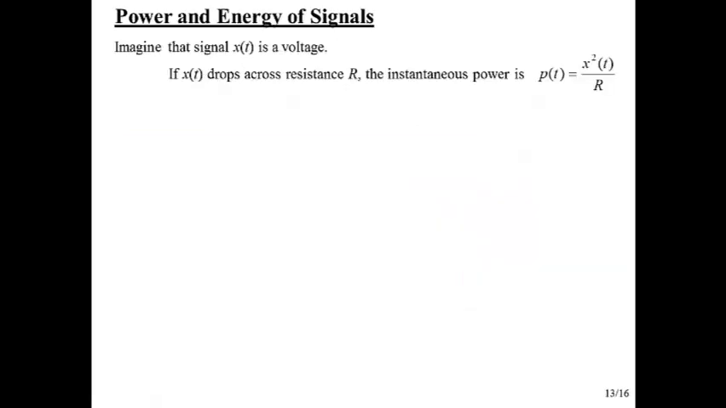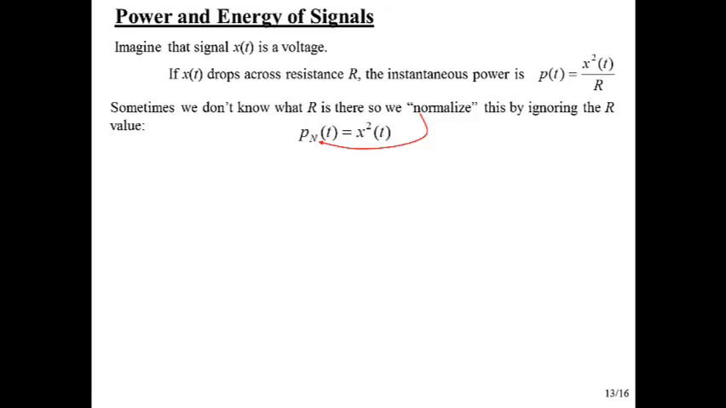Okay, so we've got some signal. Say it's a voltage, and we're interested in measuring how powerful this is, how big it is in some sense. So in a physical system or physical circuit, if this x of t is a voltage and it's dropping across a resistance, we know from our circuits class that its instantaneous power is voltage squared over resistance. So we can write the instantaneous power P of t like that.